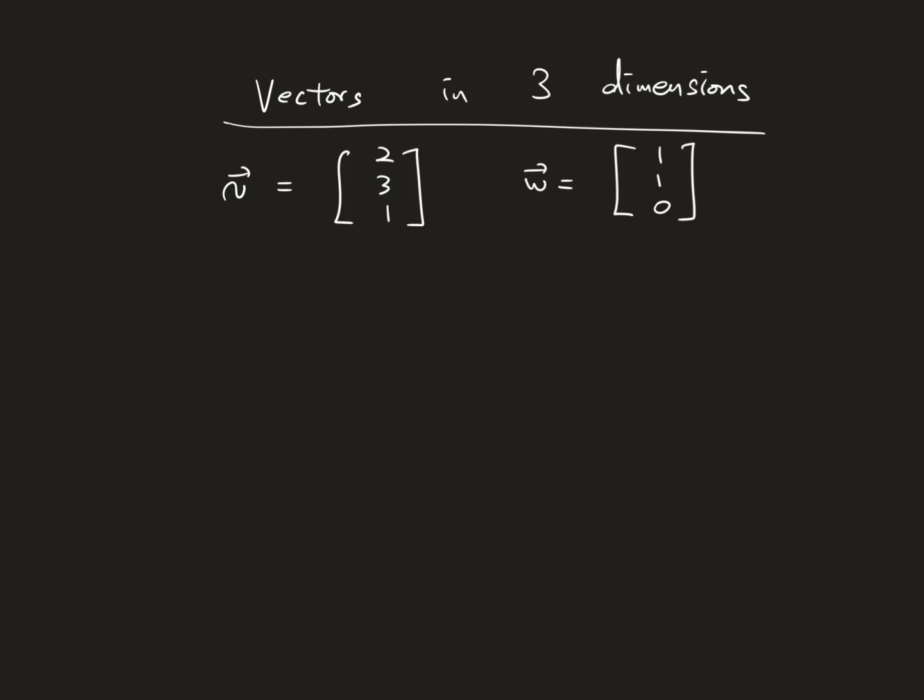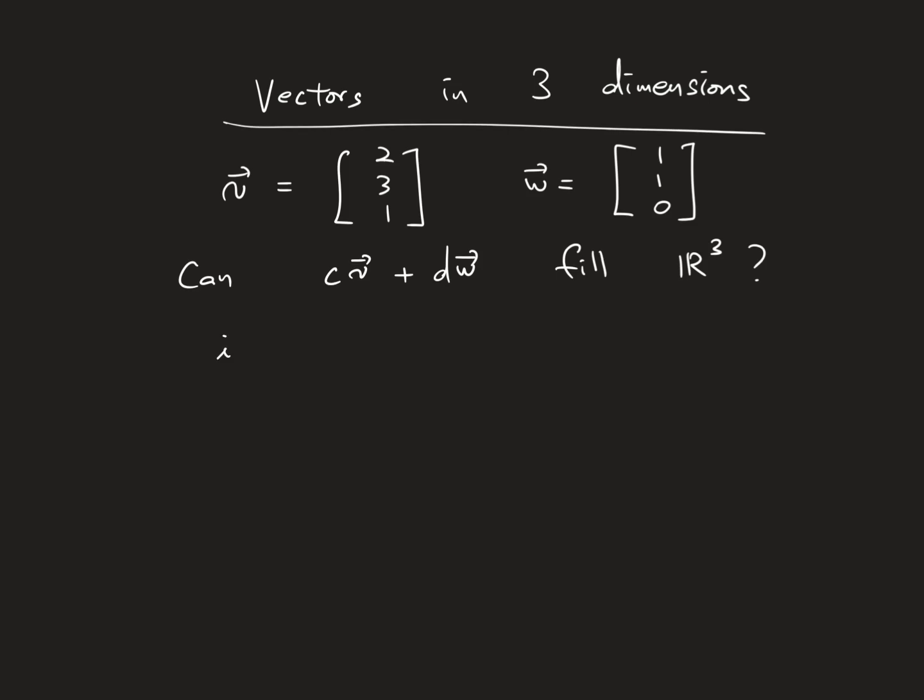Now we'll consider vectors in 3 dimensions. For example, V is equal to the column vector 2, 3, 1, and W is the column vector 1, 1, 0. The question is, can CV plus D times W fill all 3-space? No, because we have only 2 vectors, okay?